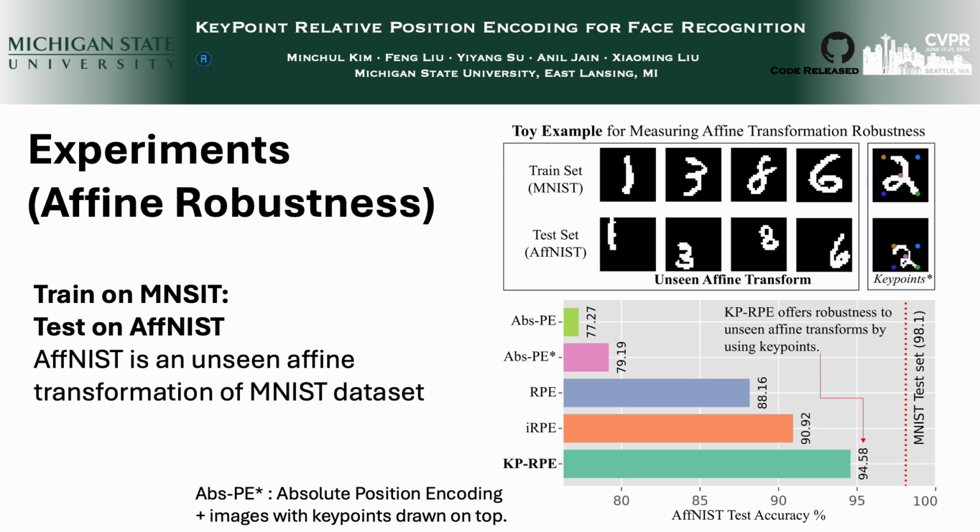In this experiment, a model is trained on the MNIST dataset and tested on an affine transformed version of the MNIST. Compared to previous methods for position encoding, such as absolute position embedding or IRPE, KP-RPE shows significant performance improvement, indicating that KP-RPE is more robust to unseen geometry. The second row, ABS-PE star, represents a method that draws key points onto the image. This method does not bring in affine robustness, demonstrating that the way in which key points are used is important. We believe that KP-RPE's linear relationship between key points and the key query distance is integral to this robustness.